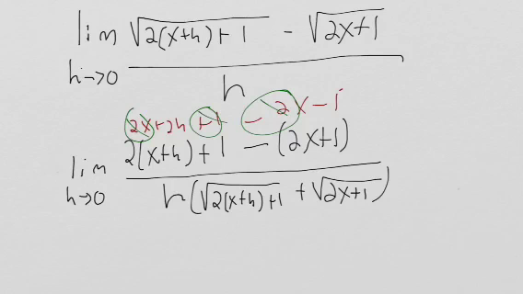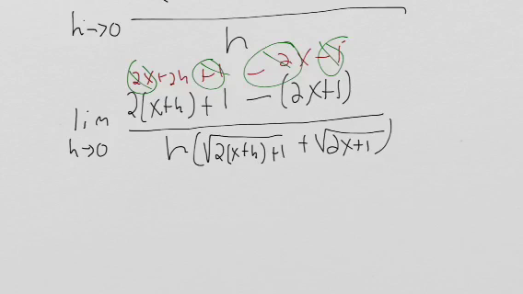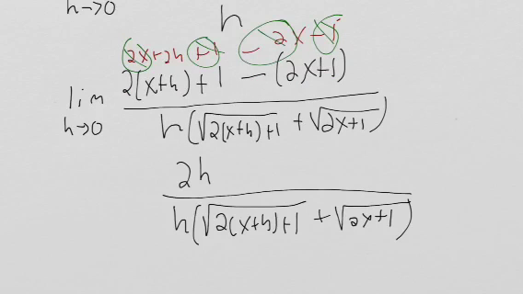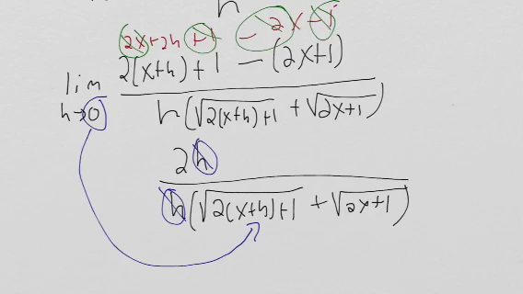The plus 1 is going to cancel with the negative 1, which is going to leave us with just 2h on top. So again, pause if you need to catch up, but we have 2h on top and an h on bottom, so these cancel. And now that we've canceled those h's, we can't forget we were taking a limit as h approaches 0 from the beginning, so now we can replace that h with a 0.